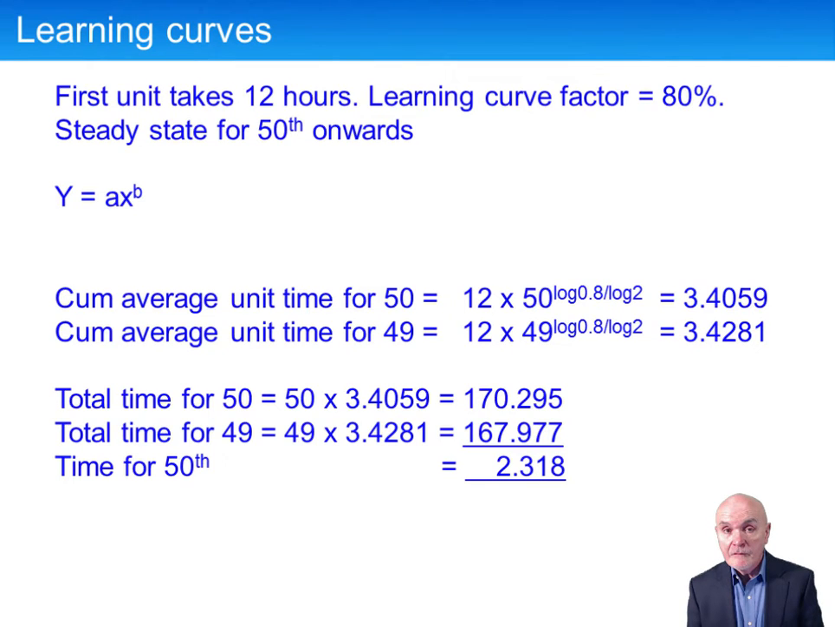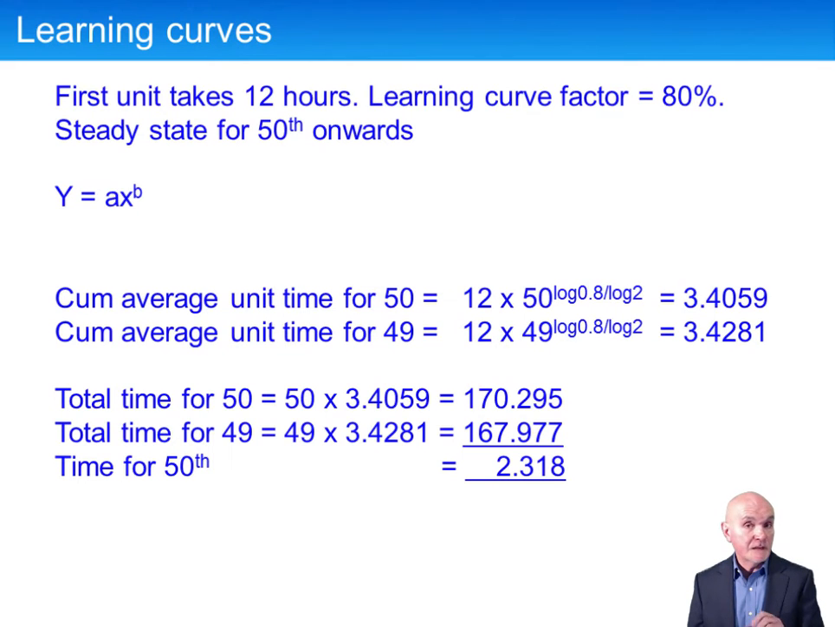So the way we get to the time for the 50th item, and that's never going to vary, 50, 51, 52, 53, it's all going to be the same. You find the total time for 50 items, and then you subtract the total time for 49 items. Note that the time for the 50th item is not the cumulative average time for 50 items.